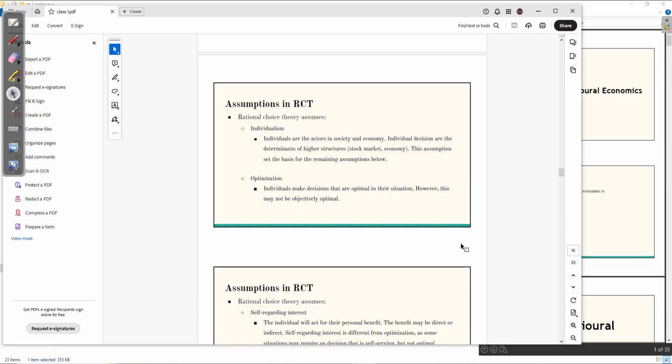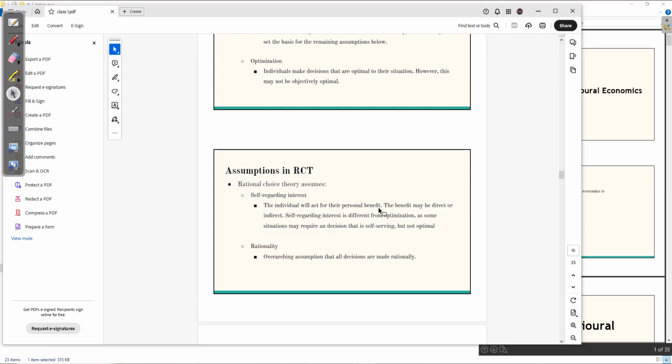Optimization. Individuals make decisions that are optimal to their situation. However, this may not be objectively optimal. Personally optimal decisions.